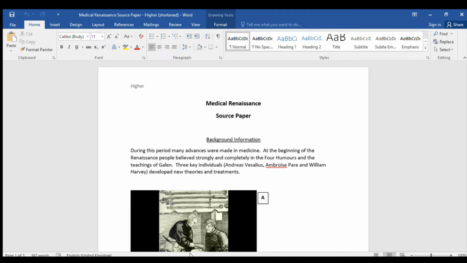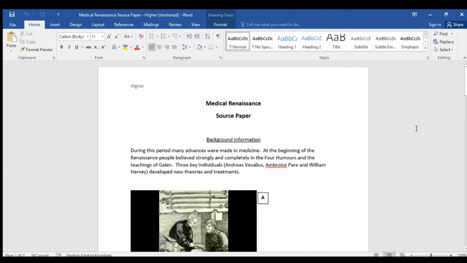Morning, Sevens. You're going to do a source-based piece of work for me on medical renaissance this week. The three characters that we've been looking at, Paré, Vesalius and Harvey, and all their discoveries, are all going to be in this source-based piece of work that you're doing this week.